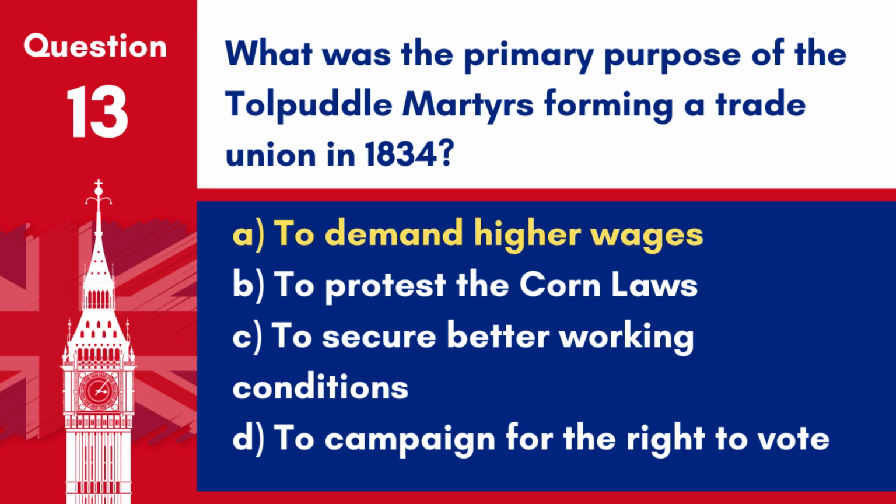Answer: A. To demand higher wages. The Tolpuddle Martyrs formed a trade union in 1834 primarily to demand higher wages.